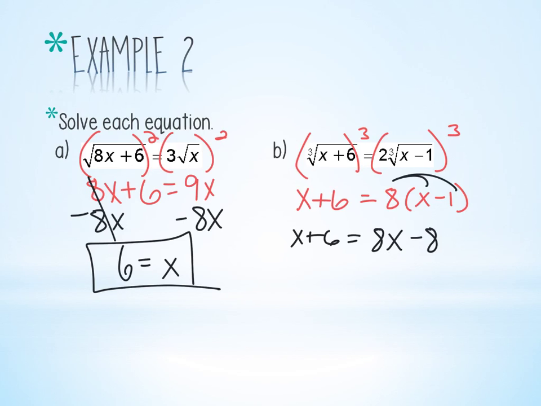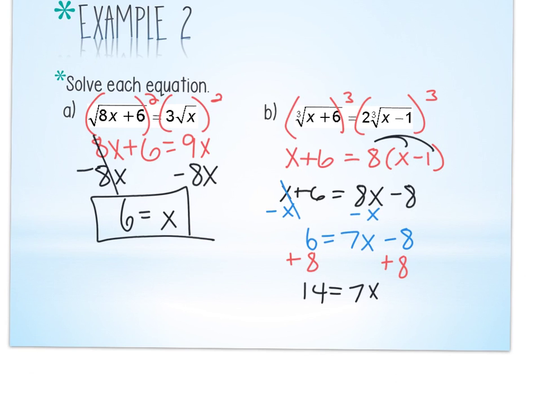Got to get both x's to the same side. So I'm going to subtract the x from the left and the right. Add the 8. 7x equals 14. Divide by 7. And x is 2. Questions on those?